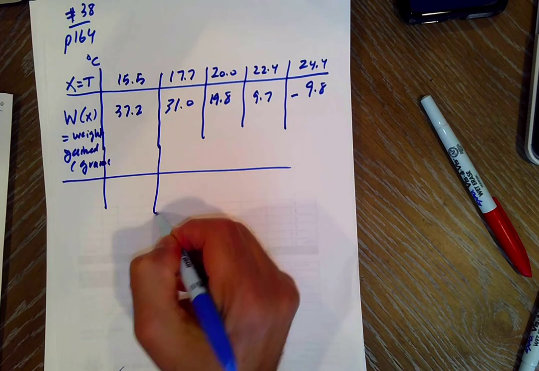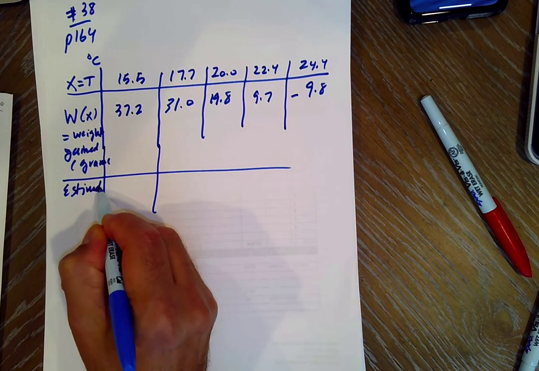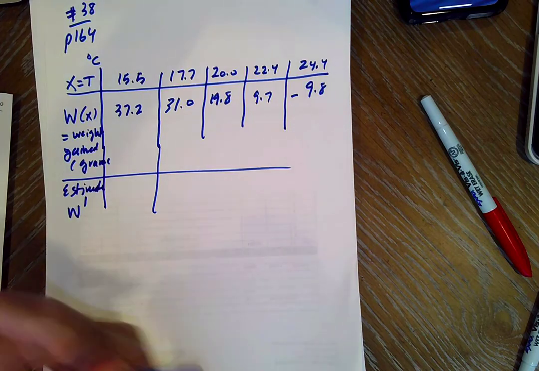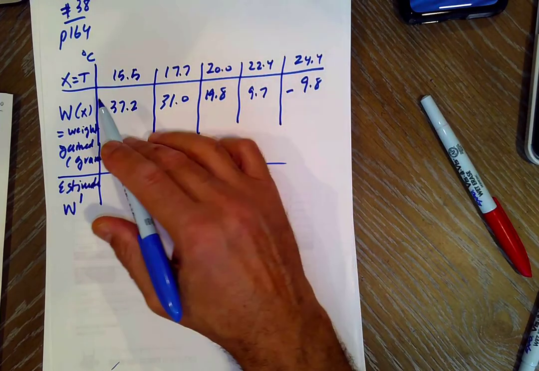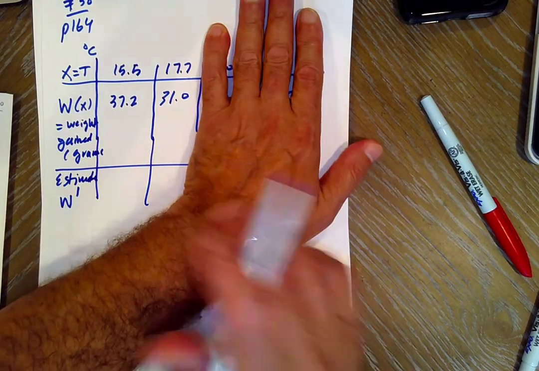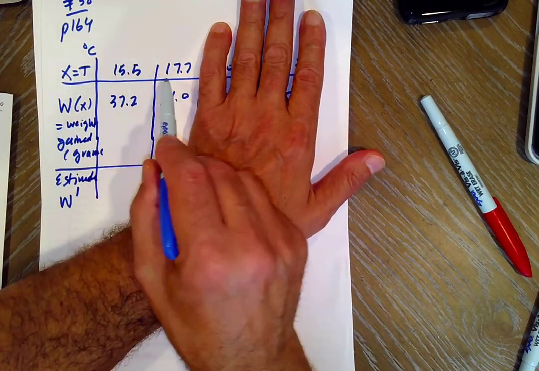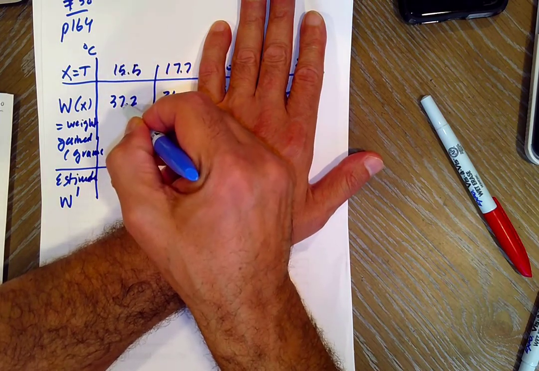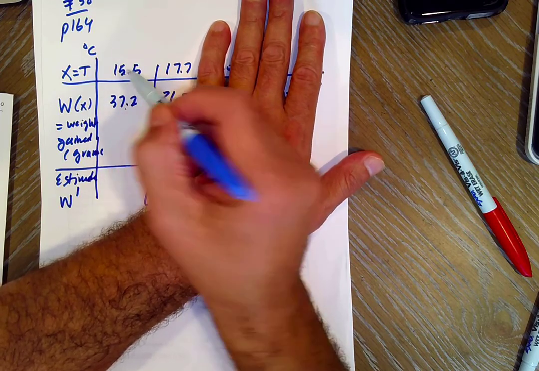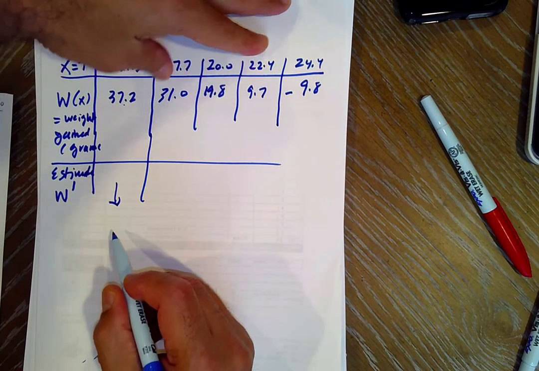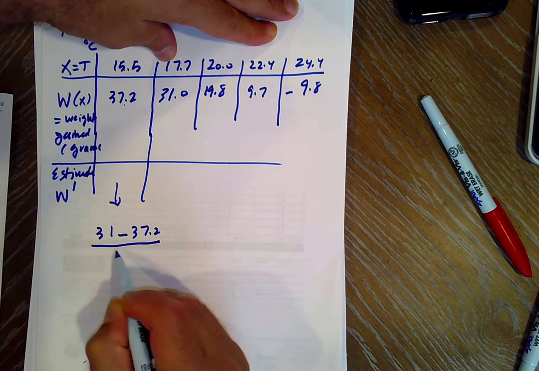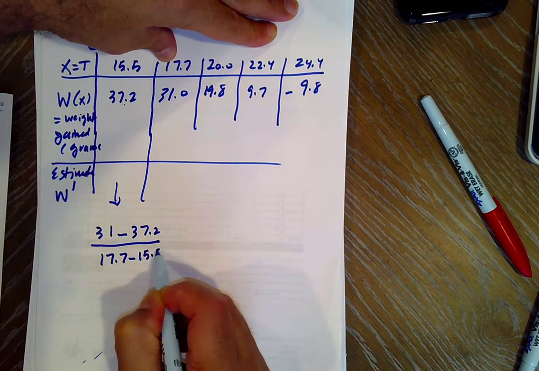So how do we estimate W prime? To find W prime, we have to go to the limit, but we can't, we don't have a function here. So to find the rate of change for the first one, we have two data points. This is X1, W1, X2, W2. So we do the change in weight over the change in temperature, okay? So for that value, we do the change of weight, 31 minus 37.2 over the change in temperature, 17.7 minus 15.5.